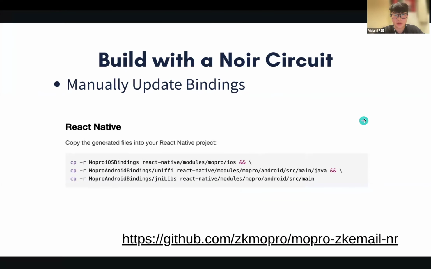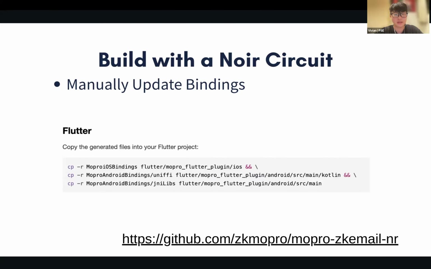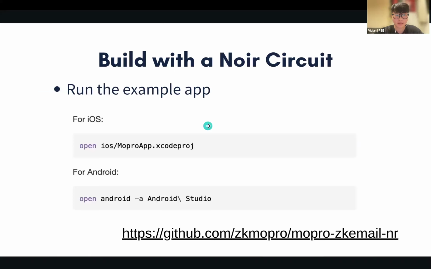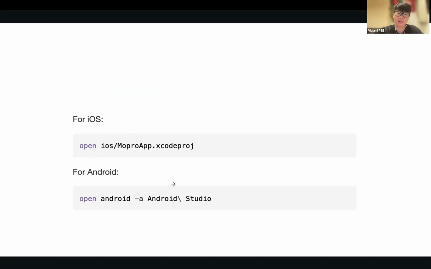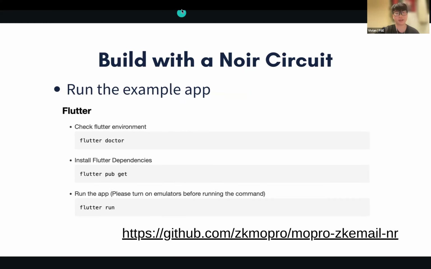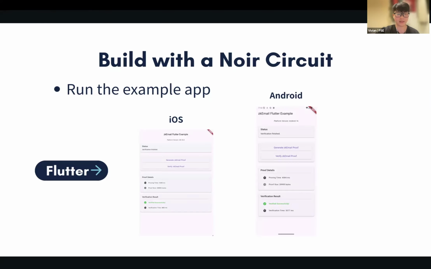And yeah, so we have gone through the manual update bindings for React Native and Flutter. Just follow the README in MoPro ZK email Noir, and how to run the app, for example, iOS, Android, React Native and Flutter. Yeah, just choose one of these frameworks you are familiar with. And here is the screenshot for iOS and Android. And it is a Flutter example.